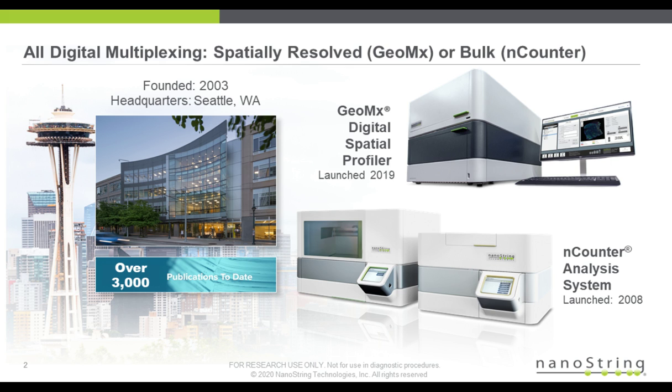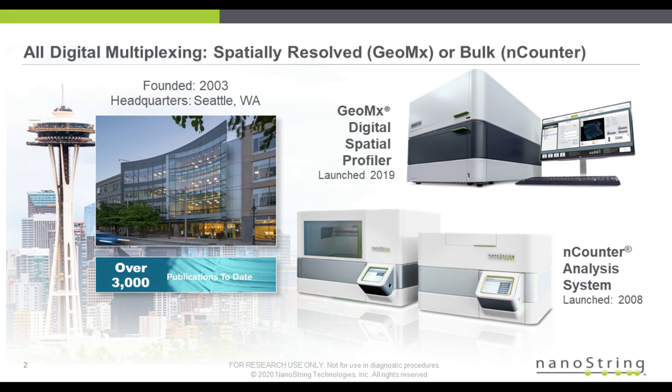NanoString is a company of about 550 people. I've got 200 people in R&D, and they did a lot of this work to help develop this technology. I'm really going to talk about two types of technologies that we developed associated with the COVID-19 crisis. You can see the GeoMx Digital Spatial Profiler is how we do spatial profiling of the rapid autopsy tissues that you'll be hearing from Rob and Chris.